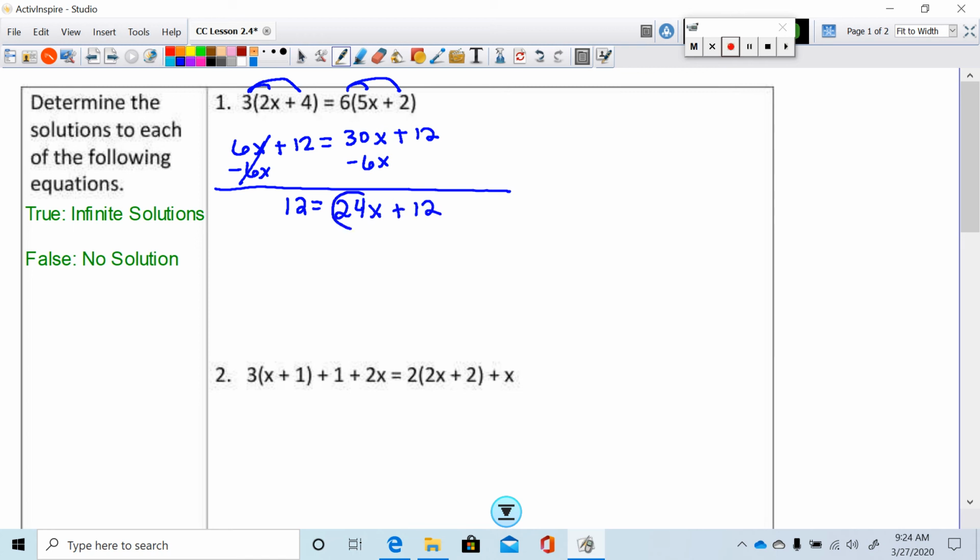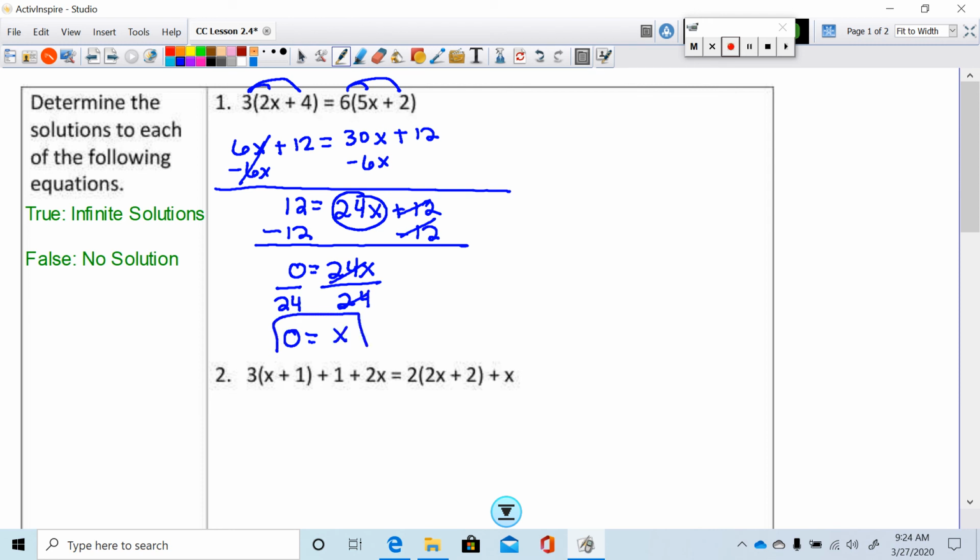Okay, your goal is to get the x by itself. So next we have to get rid of the positive 12. The opposite of positive 12 is negative 12, so I'm going to subtract 12 from both sides. 12 take away 12 is 0, equals 24x. Opposites cancel. This is 24 times x. The opposite of times is divide, so I'm going to divide both sides by 24. 0 divided by 24 is 0. Top cancels with bottom. So the answer is 0.